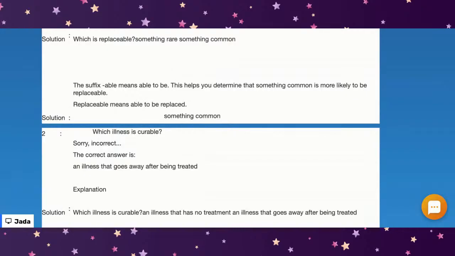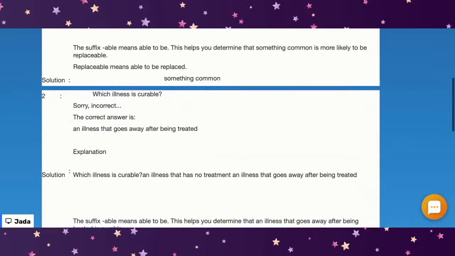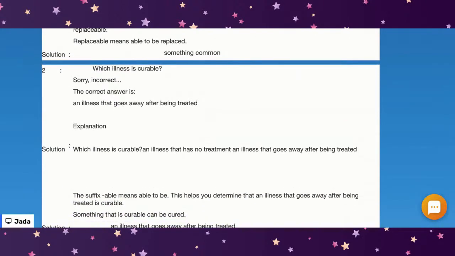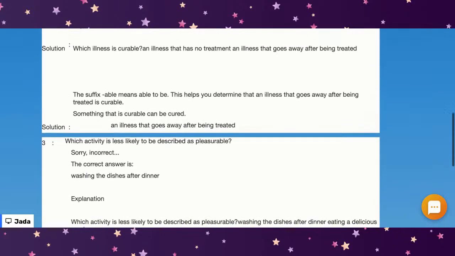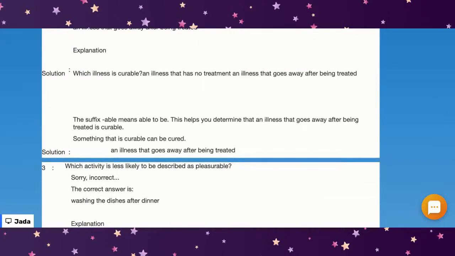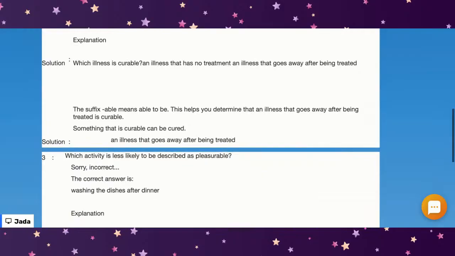Okay, so it helps you determine that this is something that is more likely to be replaceable. Something common can be replaceable. Something very random can be replaceable. Which illness is curable? So this helps you determine that an illness can go away after being treated. If it's curable, that means if you take some medicines, it will go away and you'll feel better.